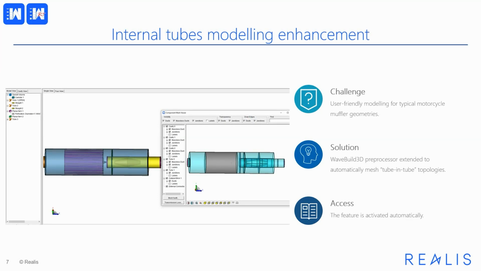The next feature that aims to improve the user experience is internal tube modeling enhancement. Accurate acoustic modeling, especially when dealing with the intricate geometries of components, presents a significant challenge, particularly in the motorcycle industry, where the muffler structure can be quite complex. WAVE Build 3D, with its support for complex CAD geometries, is enabling our customers to address this challenge. In our drive to constantly improve the usability of the acoustic preprocessing workflow, we have expanded the ability to model internal tubes in this tool, simplifying the overall workflow and saving engineers time.